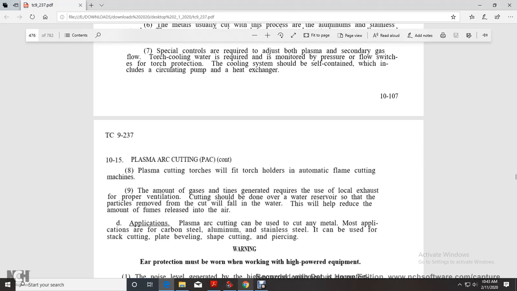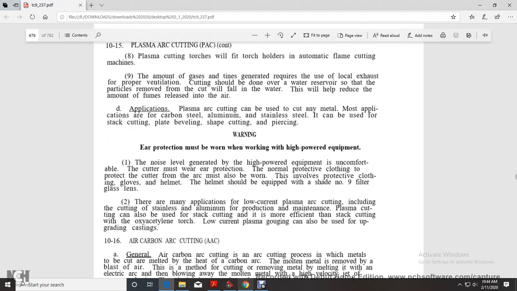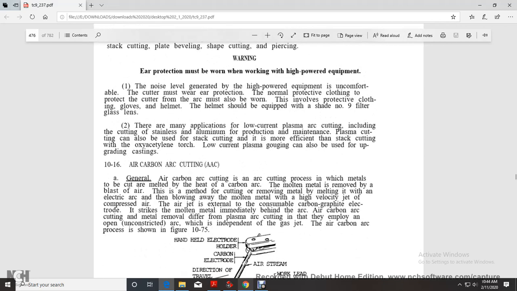The process requires local exhaust and proper ventilation. Cutting can be done over a water reservoir so that the particles removed from the cut will fall into the water. This will help reduce the amount of fumes released into the air. The process can be applied to cutting any metal. Most applications with carbon steel, aluminum, and stainless steel include stack cutting, plate beveling, shape cutting, and piercing.